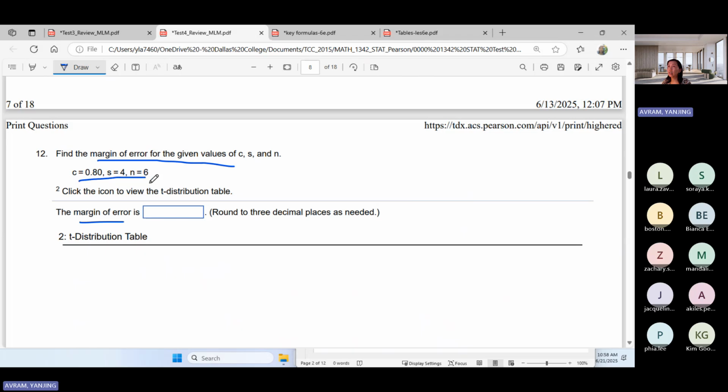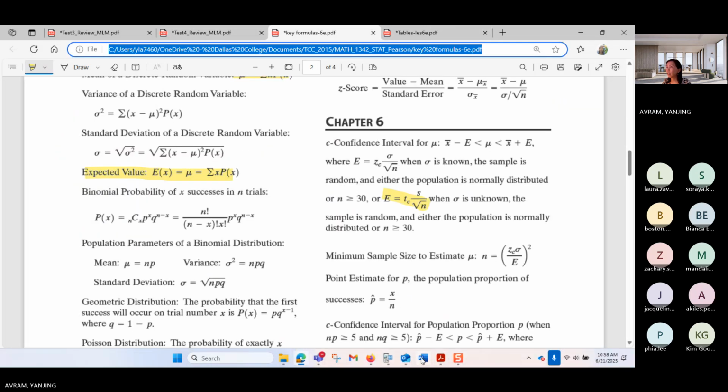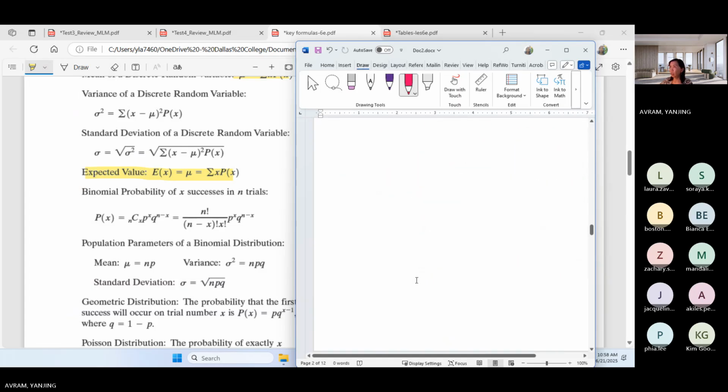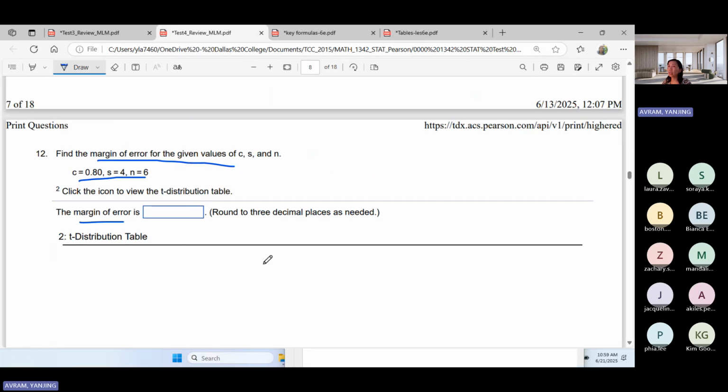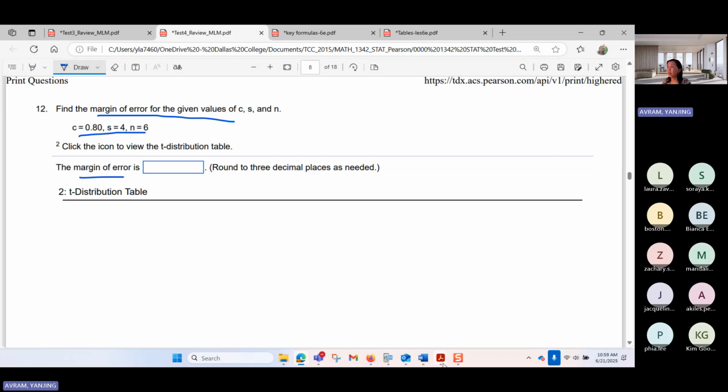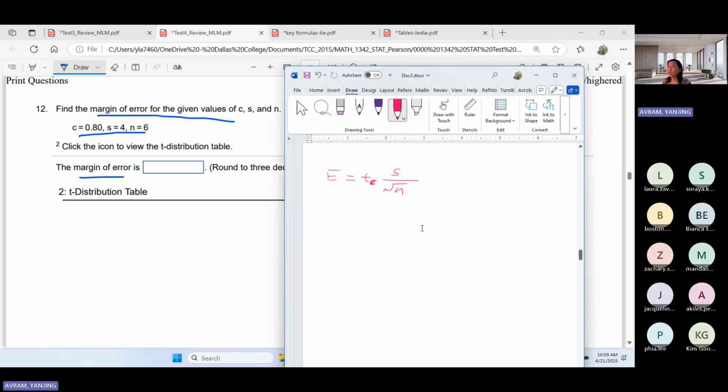Okay, the C confidence level margin of error in here. So how do you find this one? E is equal to T sub C times X over square root of N, right? So that's the formula you're going to use. And we have X is equal to 4, N is equal to 6.